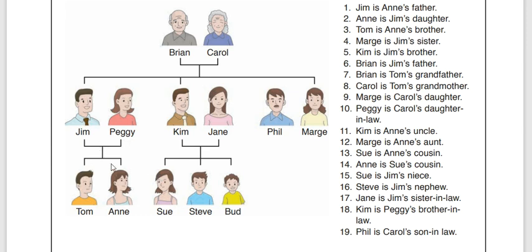Okay, Jim and Peggy have two children, not siblings, but we can say one daughter and one son. And Kim and Jen have 3 kids. Okay, Phil and Marge don't have any kids. So let's read them.